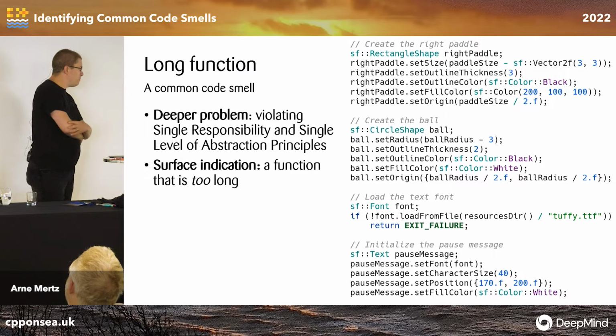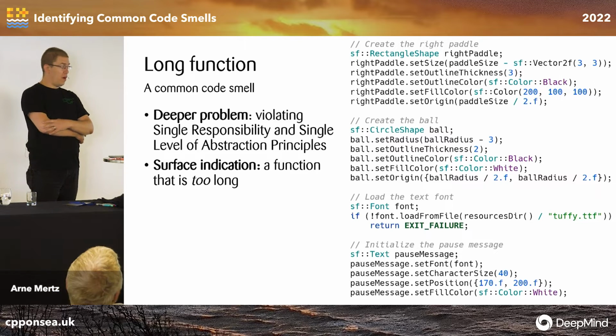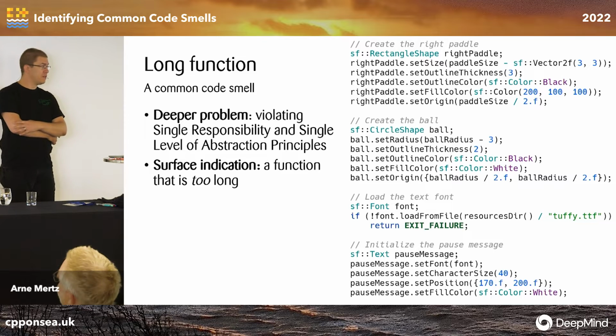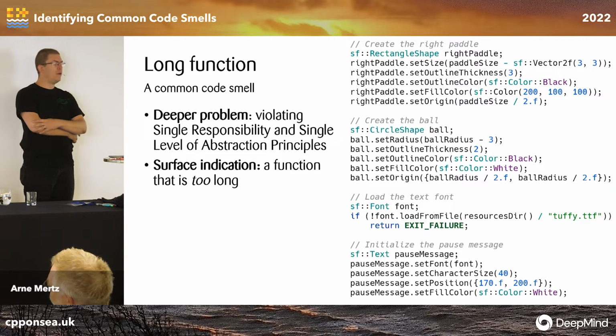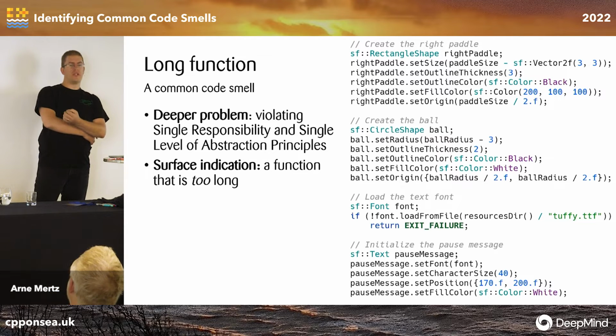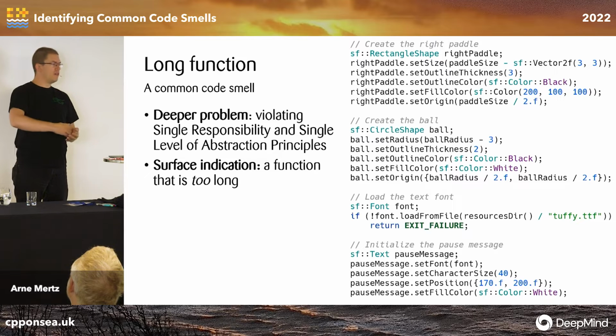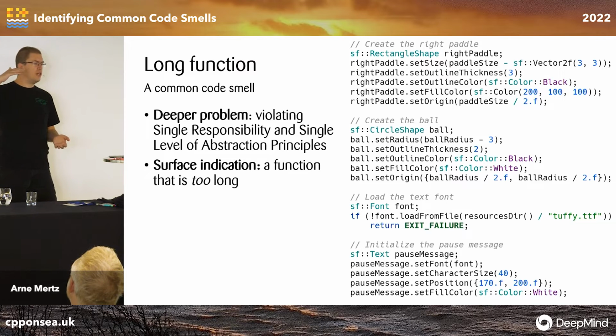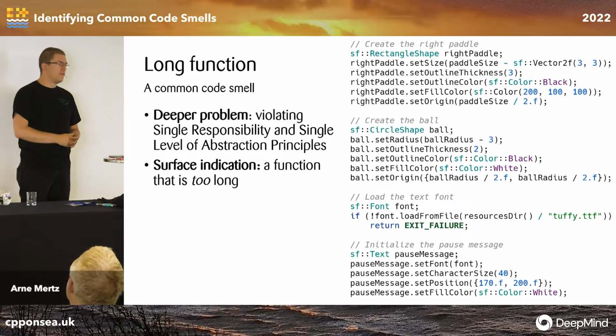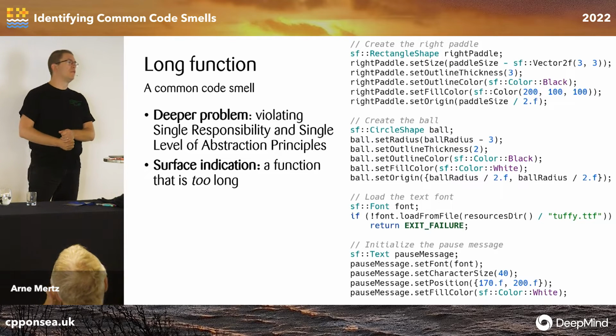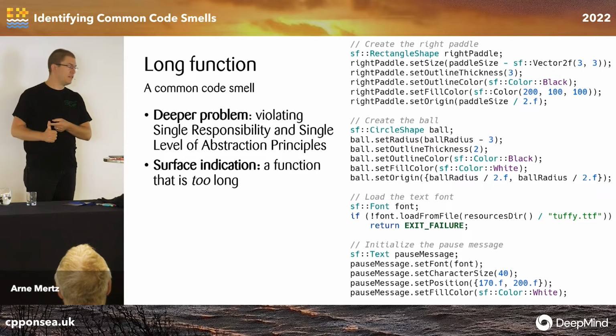Let me get a bit into later how long is too long, because it's not that easy. The deeper problem usually violated is that if you have a function that is that long, then the function usually is doing a lot of different things. So this is a violation of the single responsibility principle, because a function should be responsible for one single thing.